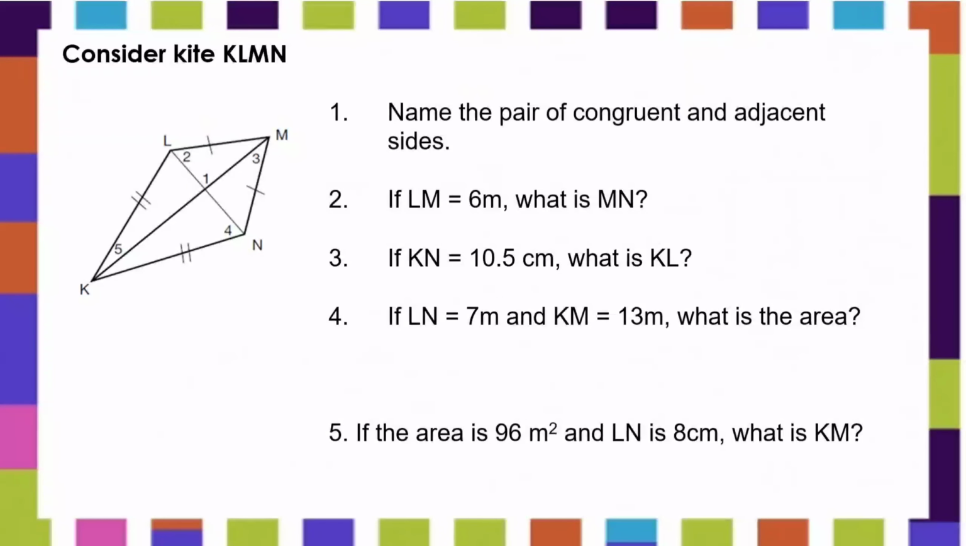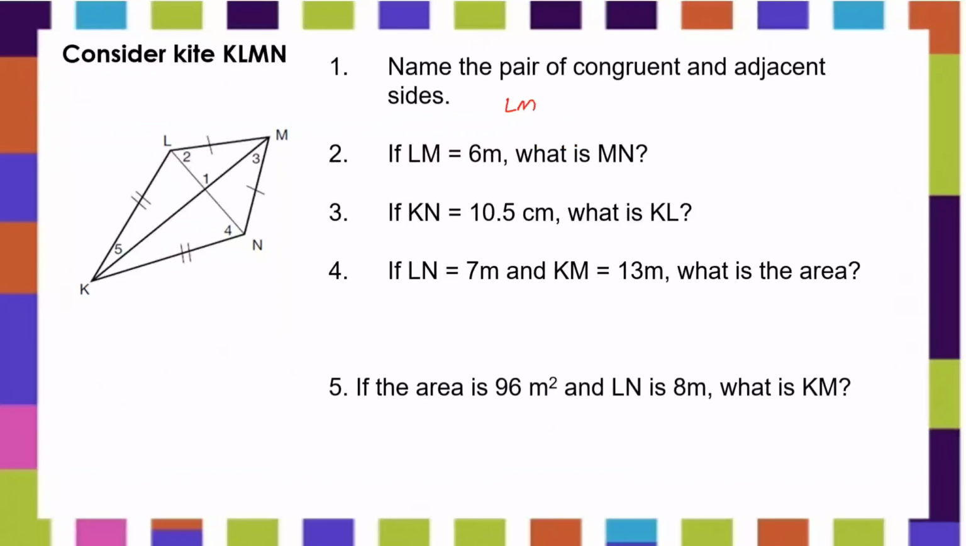So, sabi dito for number 1, let's name the pair. Okay? Pair of congruent and adjacent sides. So, makikita natin, meron tayong mga tick marks dito. We have LM and side MN. Okay? So, another pair is side KL and side KN. Okay? Yung dalawang pair ng congruent and adjacent side.